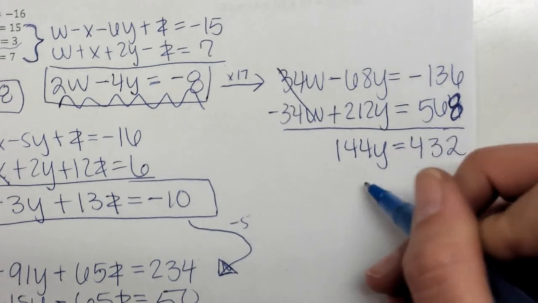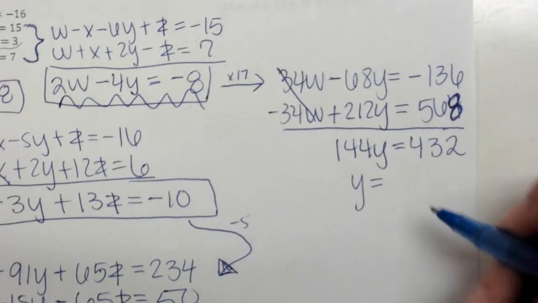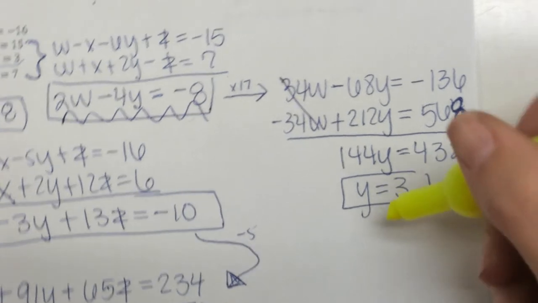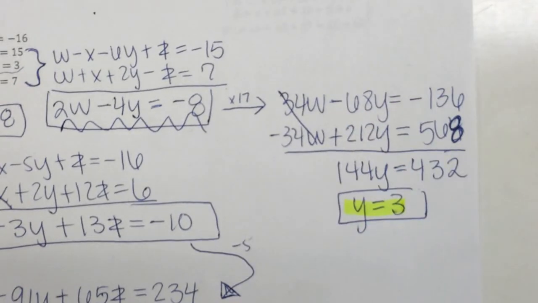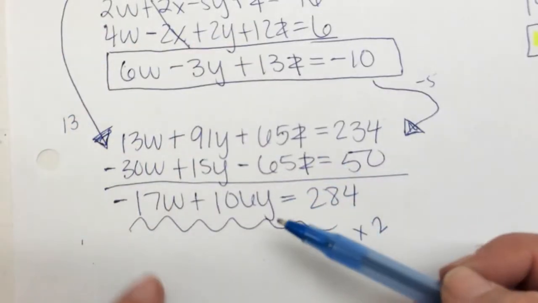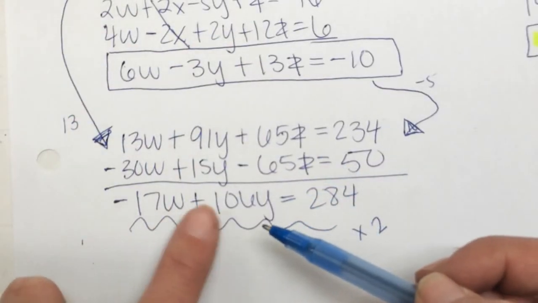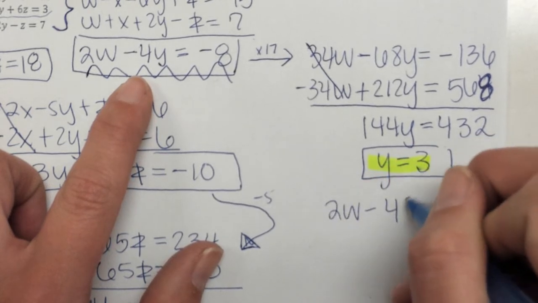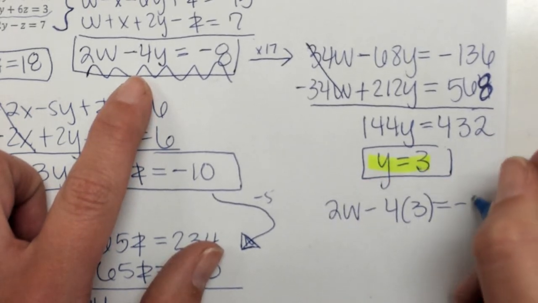432. Alright, so divide that. Somebody tell me what y equals. 3. We have 1. Okay. What do you think we need to plug this into? One without the z. So, one of the squiggly ones? Yes. What now? Yes. So, this one or this one? This one. Okay. So, 2w minus 4 times 3 now, because we know y is 3, equals negative 8.